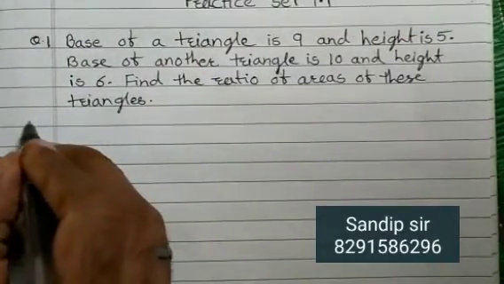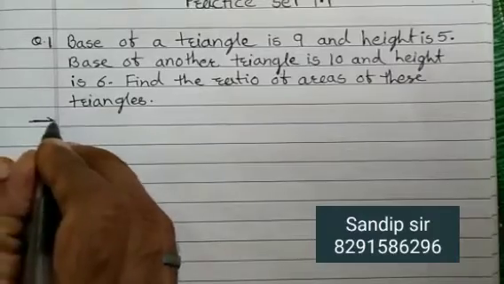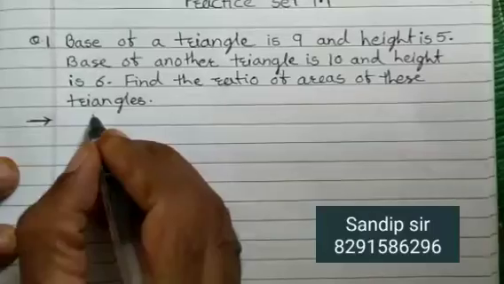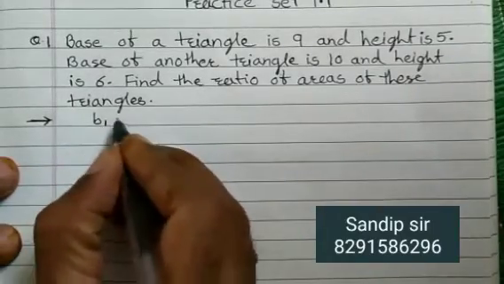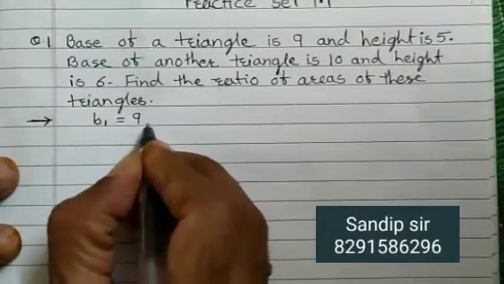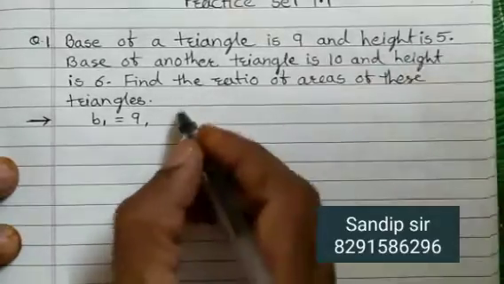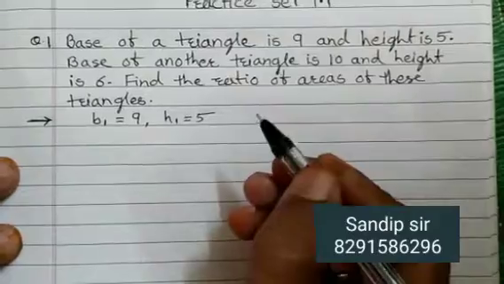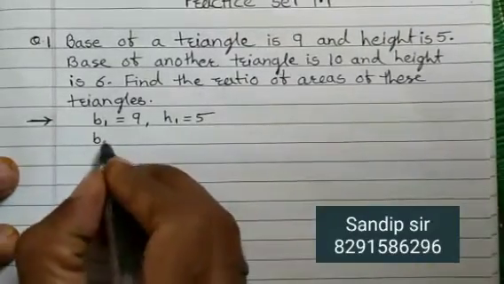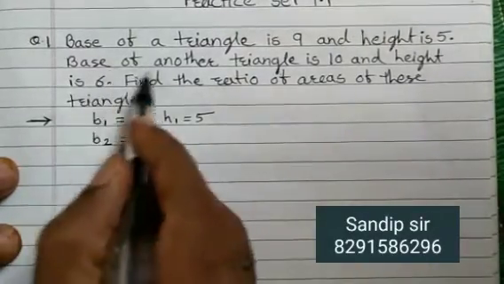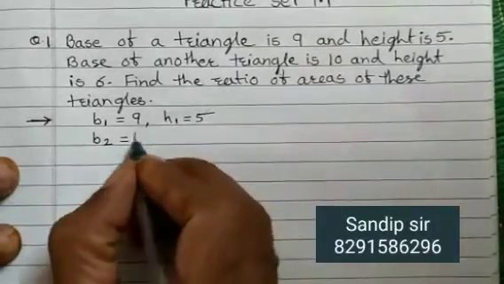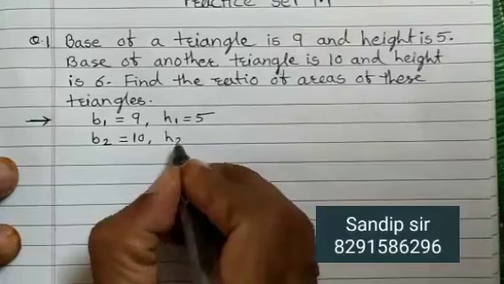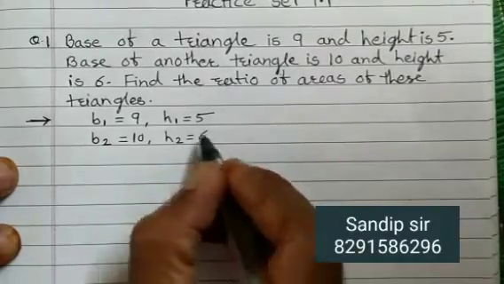So now we write the given thing first. Base of a triangle is 9. So the base of the first triangle, B1, is 9. Height is 5, H1 is 5. B2, the base for the second triangle, is 10, and height is 6. So H2 is 6.